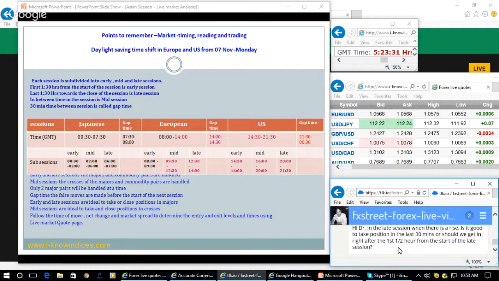The ideal approach is to wait for the first 30 minutes in the session, and then afterwards try to take the position when they are closer to the low and not breaching the low. Then you will find that they will start gaining the level during the session. Then during the late session, the last 1.5 hours or last 30 minutes, you can book profit. And that will be easier for a trader.